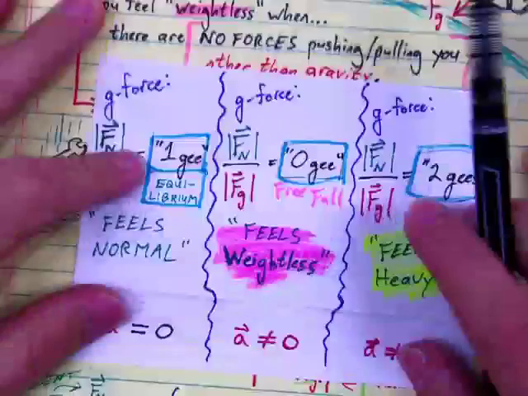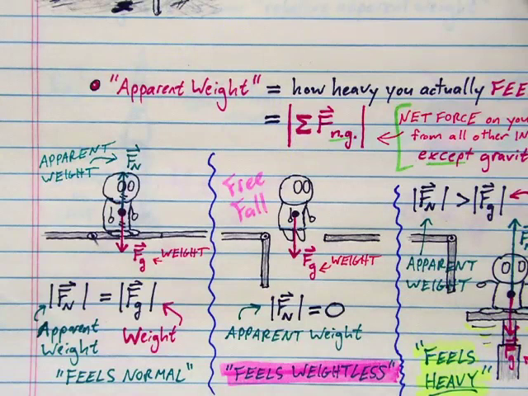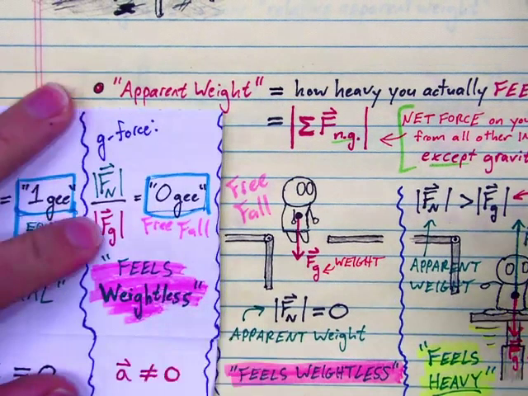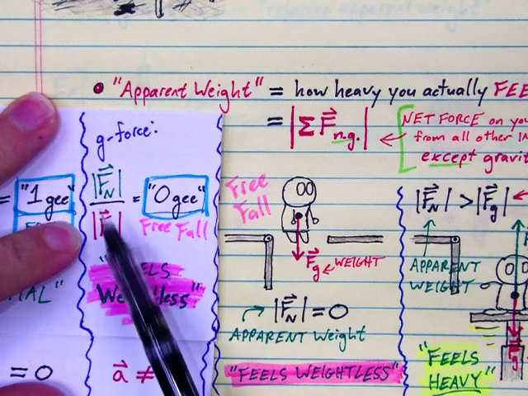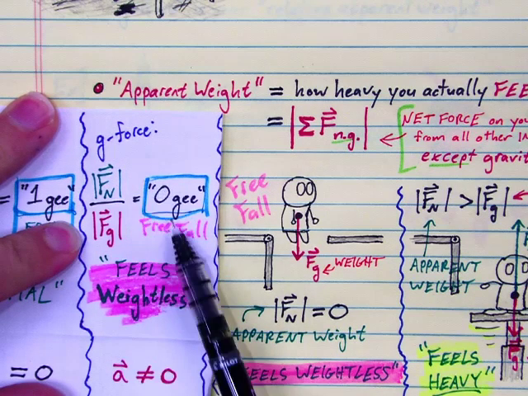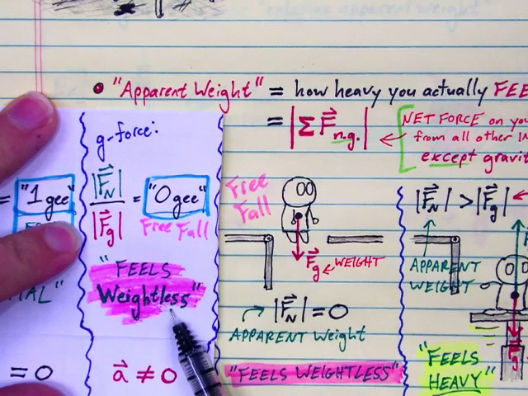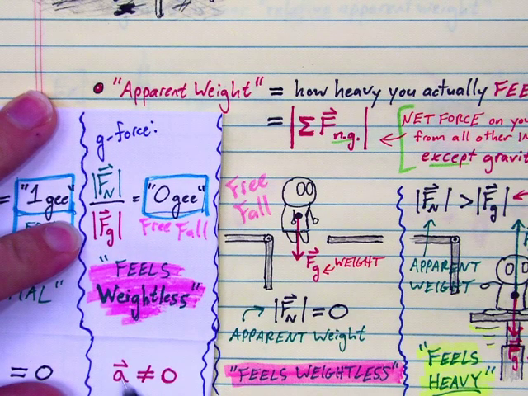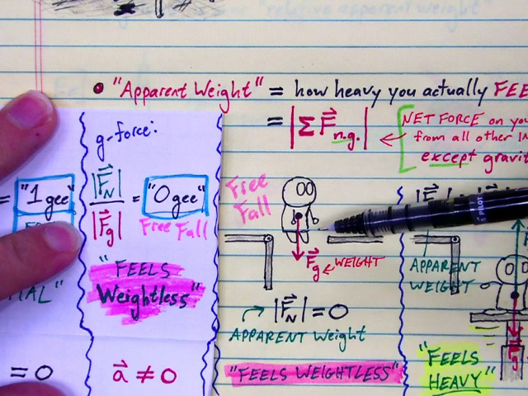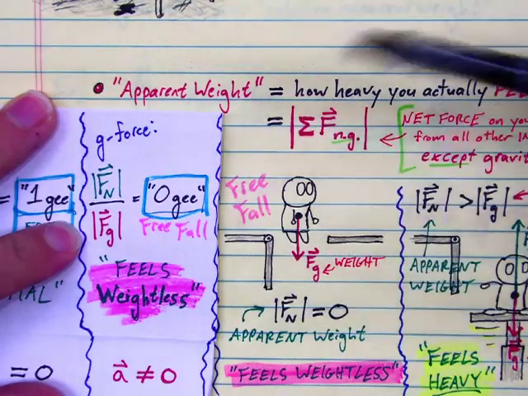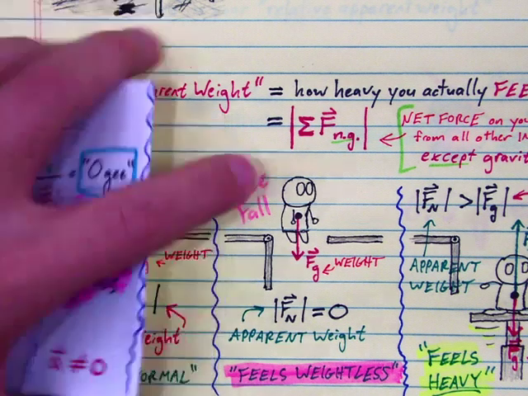If, on the other hand, you are in this state of free fall, where your apparent weight is 0, then this ratio of apparent weight to weight is 0. So the g-force here is 0 g's. Free fall means you're in 0 g's, feeling weightless, but note that you are accelerating. The force of gravity is still there. You still have a weight, so you're still accelerating, but you don't feel it. You're in 0 g, feeling weightless. That's free fall.